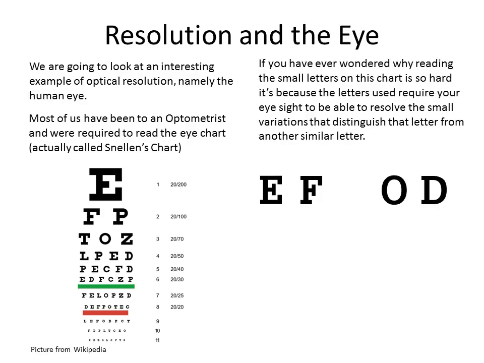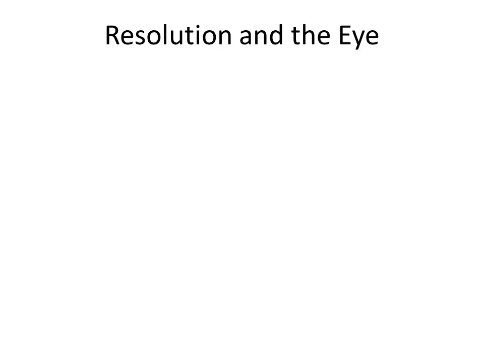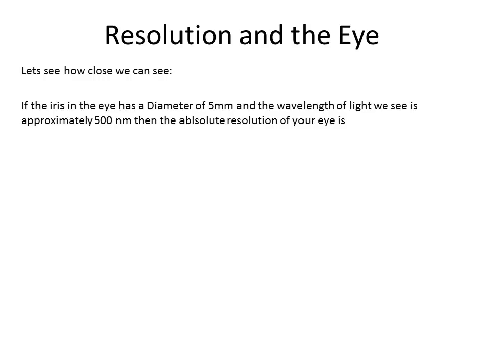So that concept we were talking about last time in resolution. Well, mainly when we do this test, it's not actually a measure of the absolute resolution of your eye, but more of a resolution of the cornea and the lens, and how your lens and cornea actually focus the light. So even that has some limits on it. It's another type of resolution, but it's not our Rayleigh criteria resolution. So the question is, if we were to look at the Rayleigh criteria, how accurate can we see if we could see at the absolute resolution of our eye?